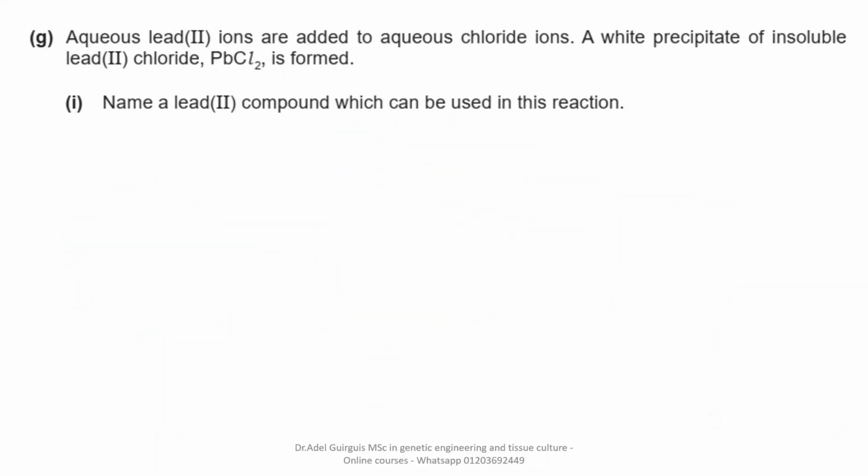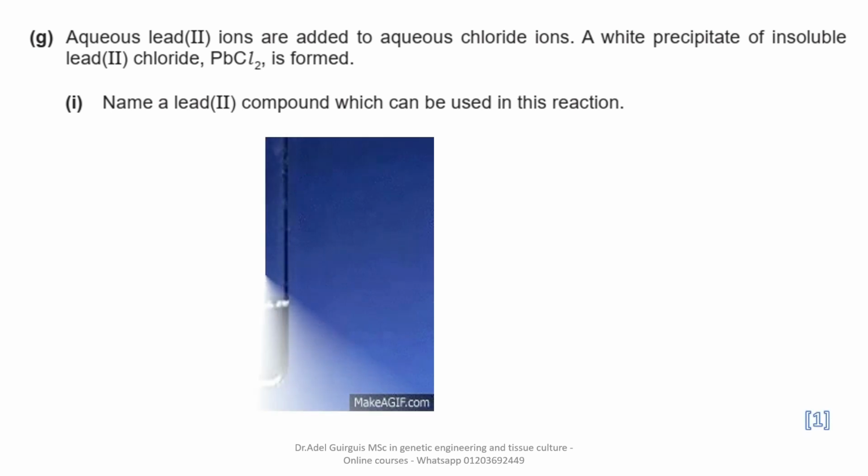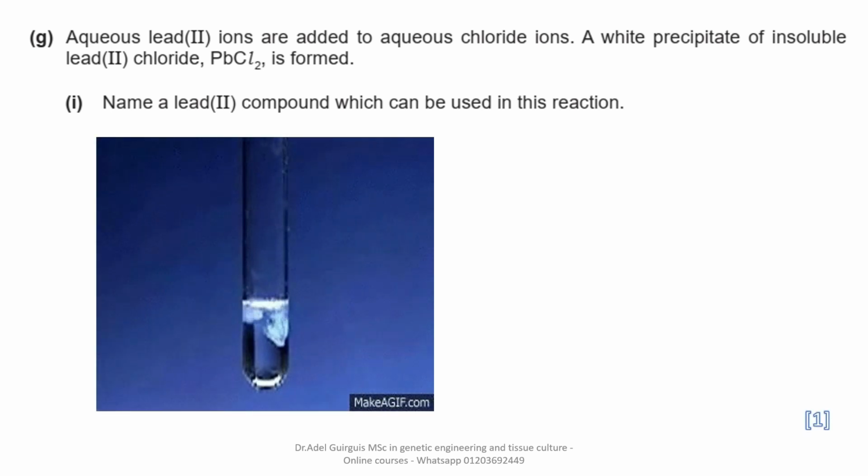Letter G, aqueous lead(II) ions are added to aqueous chloride ions. A white precipitate of insoluble lead(II) chloride, PbCl2, is formed. Part single I: name a lead(II) compound that can be used in this reaction. We search for a compound of lead which is soluble. So we use lead nitrate, lead(II) nitrate.